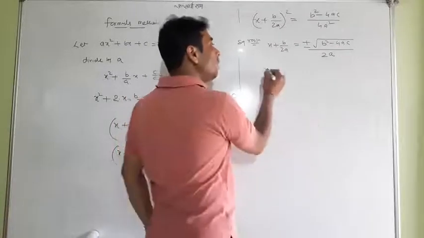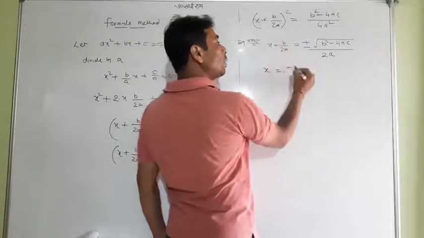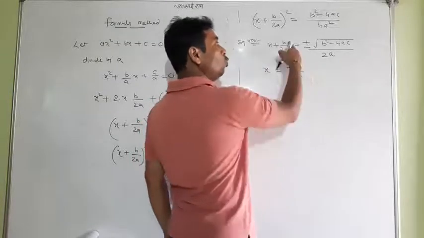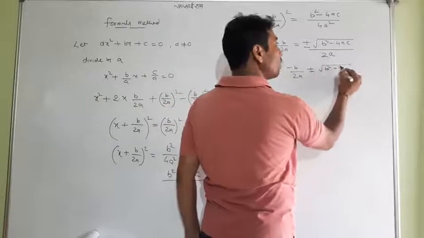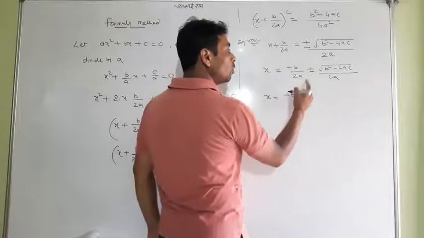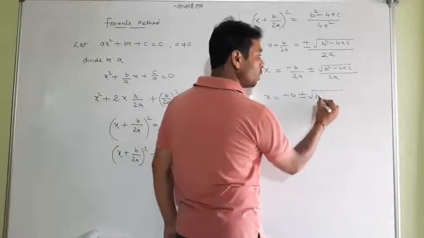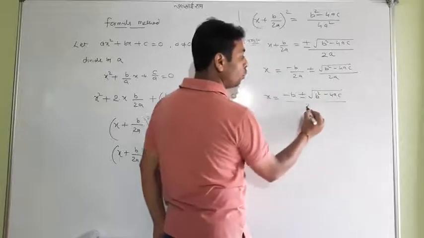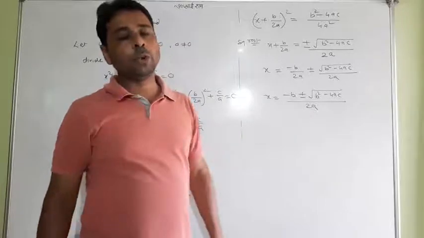Now x is equal to, I'll transfer b by 2a that side, it is plus, so it is minus now. 2b by 2a is minus now, and plus minus square root of b square minus 4ac upon 2a. Now take an LCM of both sides, sorry, right side: minus b plus minus square root of b square minus 4ac, upon 2a. This is a fantastic formula you are looking at here.